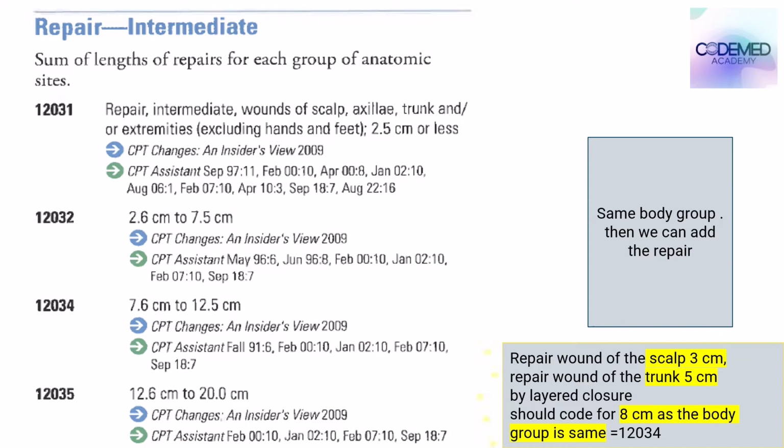So let us take an example that the patient underwent a wound repair of the scalp, which is 3 centimeter, and repair of the wound on the trunk, which is 5 centimeter, by layered closure. So that means it is an intermediate repair. And let us look at these two body parts. If you see, the scalp is here and even the trunk is here. So this is one body group. So what I am going to do is add these two. 3 plus 5 is 8 centimeter. And for that I will code 12034 because same body group, then we can add the repair. And of course both are by the layered closure.